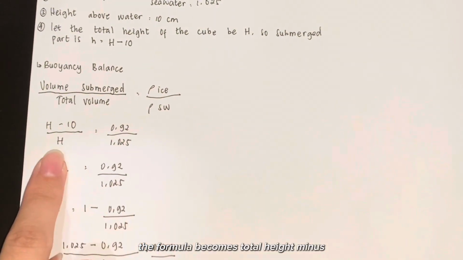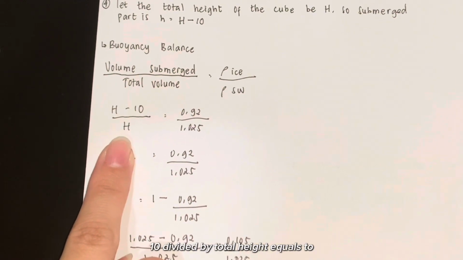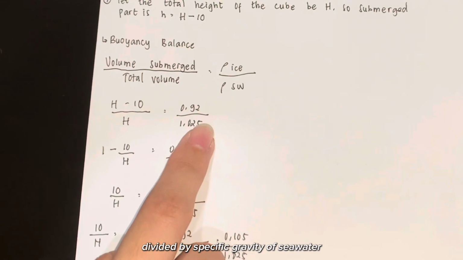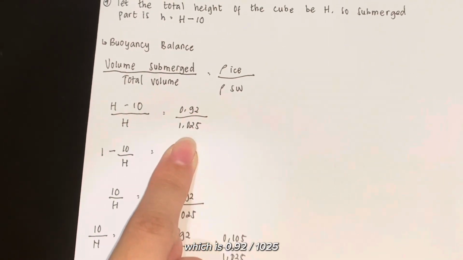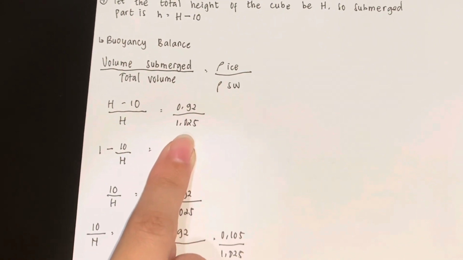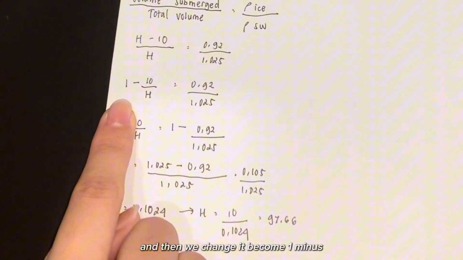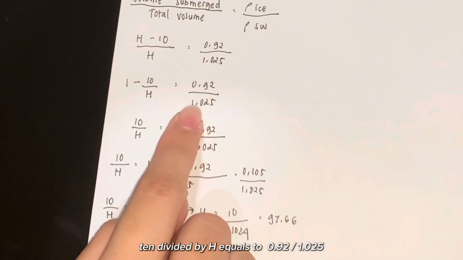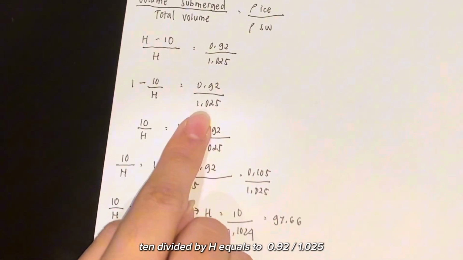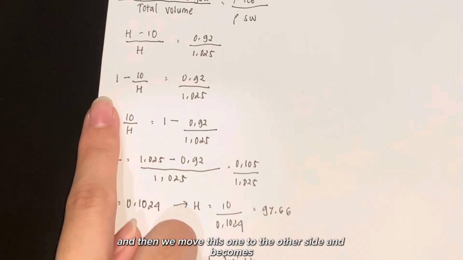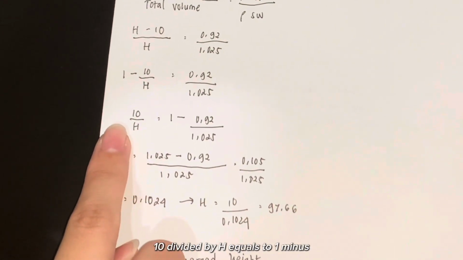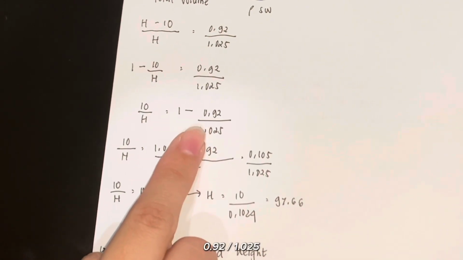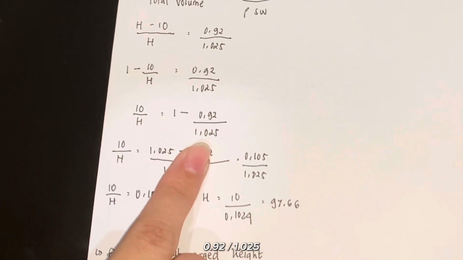The formula becomes total height minus 10 divided by total height equals specific gravity of ice divided by specific gravity of seawater, which is 0.92 divided by 1.025. And then we change it to 1 minus 10 divided by h equals 0.92 divided by 1.025. And then we move this to the other side and it becomes 10 divided by h equals 1 minus 0.92 divided by 1.025.